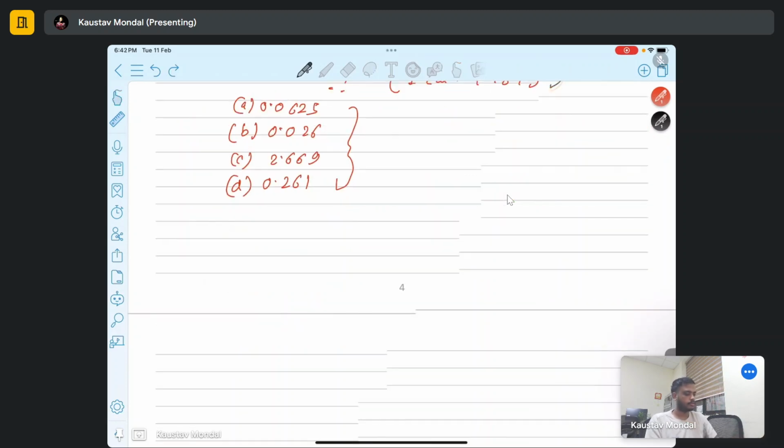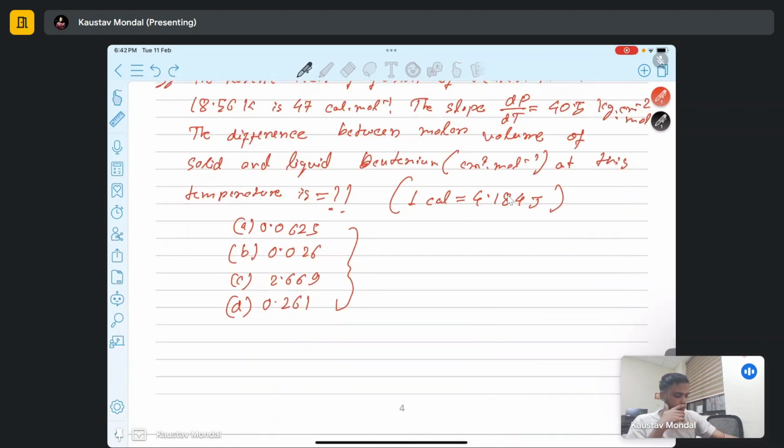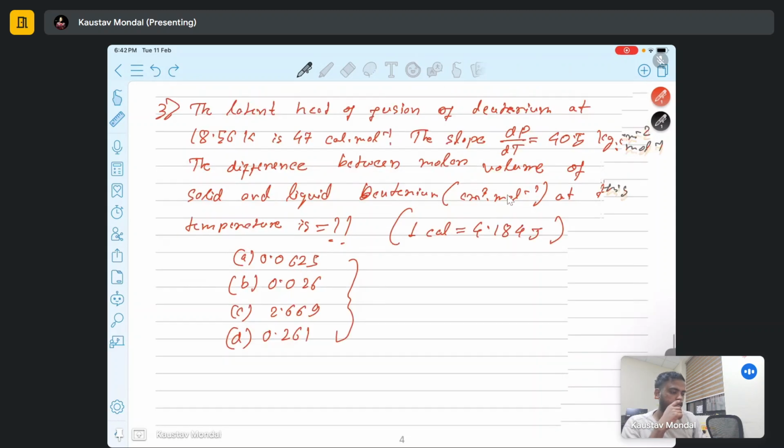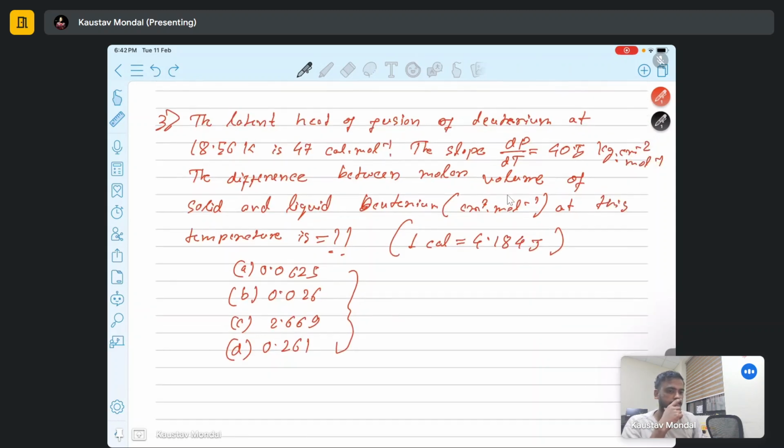Now to solve this problem, we have to use the Clausius-Clapeyron's equation, because this problem deals with the phase transition, right? Phase is transferring between solid state and liquid state. Because of that, the heat of fusion is given here at a particular temperature, and dP dt is also given, so we can easily use the Clausius-Clapeyron's equation, right?